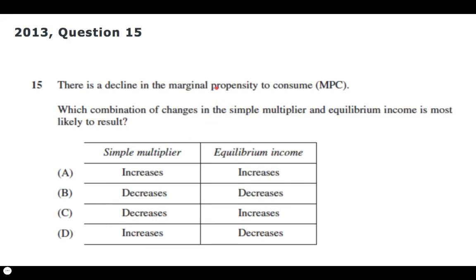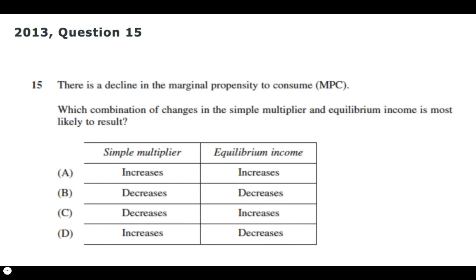Cool. This is a little bit fuzzy, I'm afraid, but this is from 2013, question 15. Another multiple choice HSC question. There's a decline in the MPC. Which combination of changes in the simple multiplier and equilibrium income is most likely to result? So without even looking at this bottom section here, if MPC declines, we know the simple multiplier will be smaller and there'll be a smaller increase in economic growth.